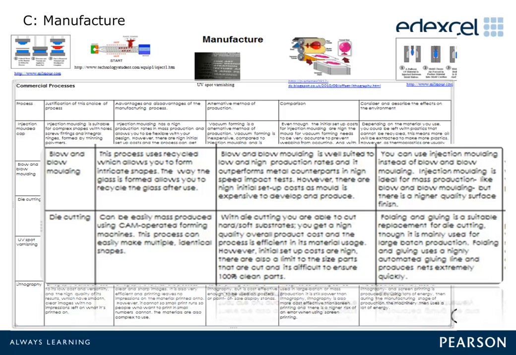Students should describe the environmental impact of using the manufacturing processes identified, which will be different to the effects described in the previous section relating to materials.